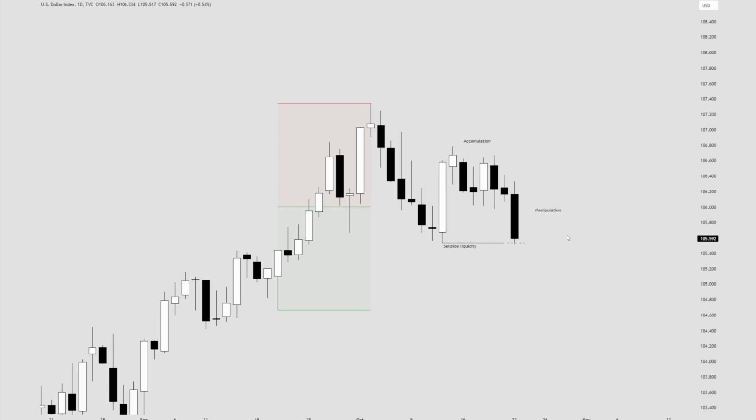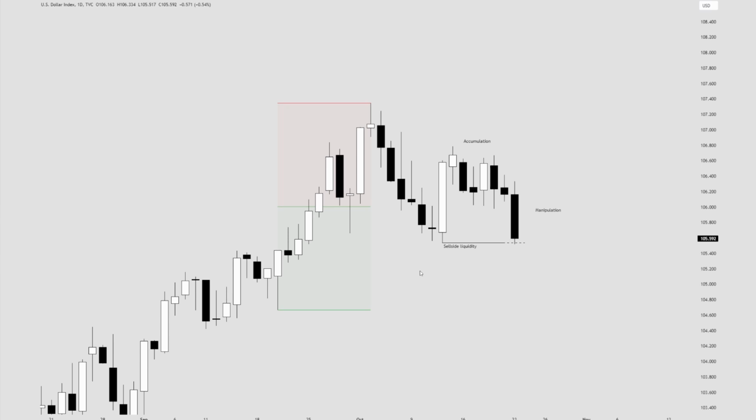Because when we look at how price actually did develop over time, we can see that we were accumulating inside this daily FVG. Here on Monday at the weekly open, we can see that we had a manipulation move downwards towards sell side liquidity in discount levels.